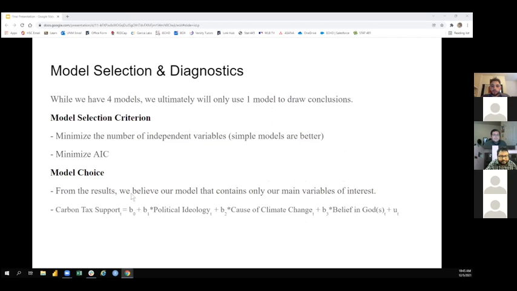And again, here is our model selection and our diagnostics. While we have these 4 models, we ultimately will only want to use 1 model to draw our conclusions. For this, we want to minimize the number of independent variables we see, as simple models are better for us, as well as we want to minimize our AIC. From this, our model choice is model 2, like I said, which only contains our main variables of interest, political ideology, cause of climate change, and belief in God or gods.